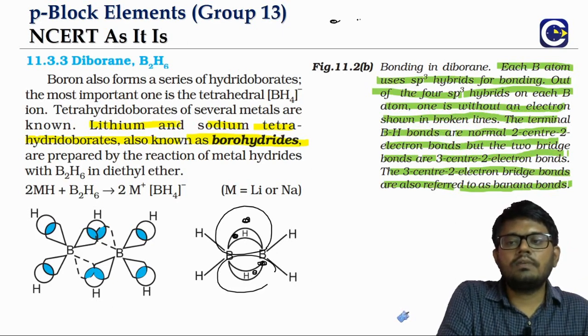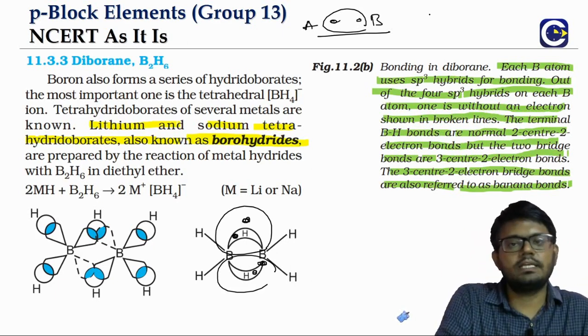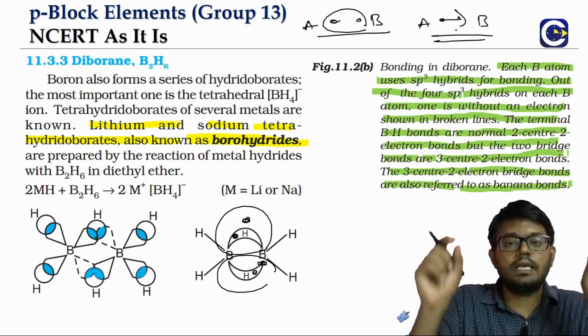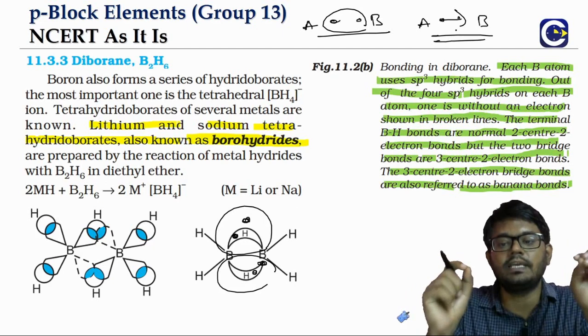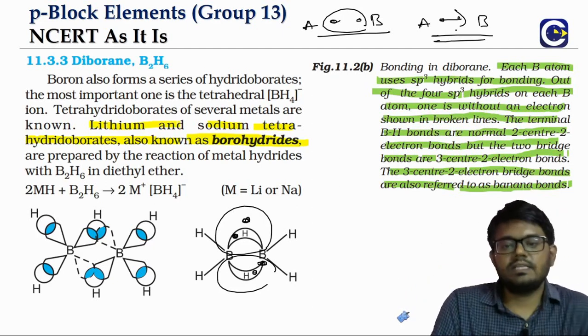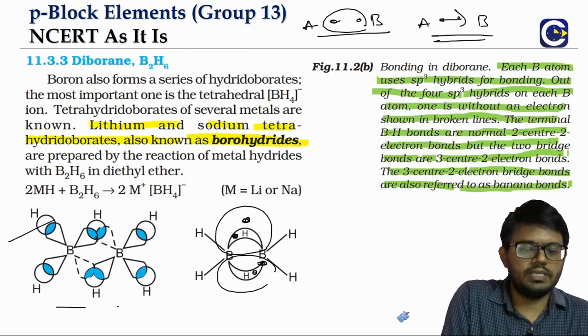Normal conventional covalent bonding means what? Suppose there is a bond between A and B, either both of them will give 1 electron, that is the normal covalent bond. If both the electrons are given by one atom, that is a coordinate covalent bond. But the electrons are shared between 2 centers or 2 nuclei. Here, the electrons are shared between 3 centers. That is why it is called an unconventional bond. You can also see it from this visualization.